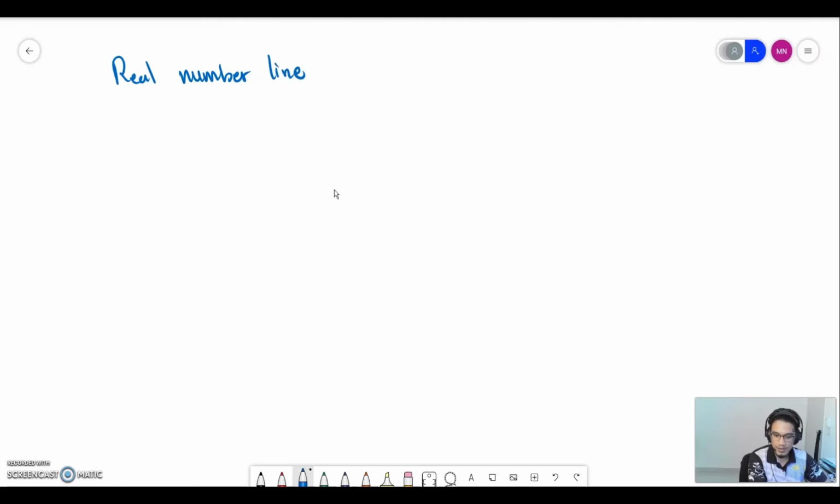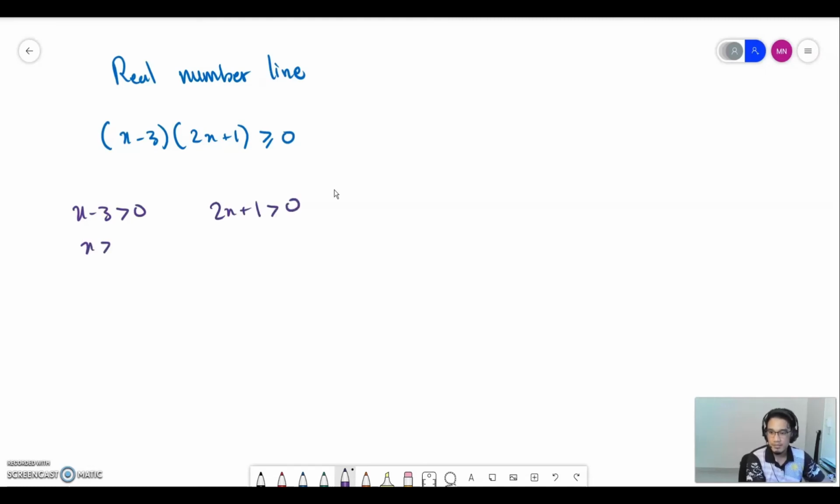Okay, for the real number line, we have the factors x minus 3 and 2x plus 1, bigger than or equal to 0. Now, from the table of sign, we take the factor and just make it equal to 0. For the real number line, we take the factor and just make it bigger than 0. 2x plus 1 bigger than 0. So we have x bigger than 3 and x is bigger than negative 1 over 2.